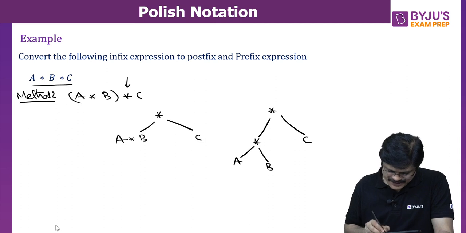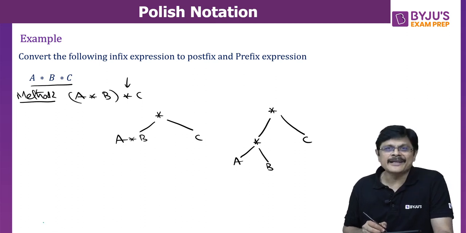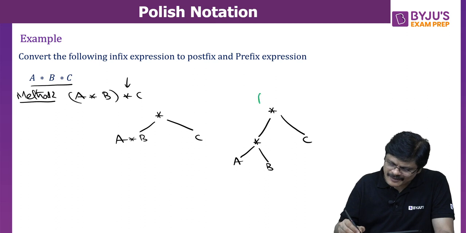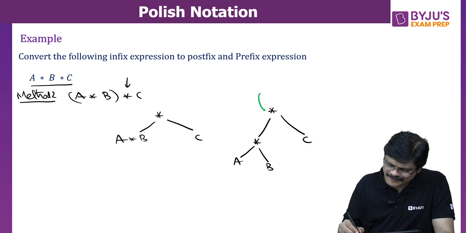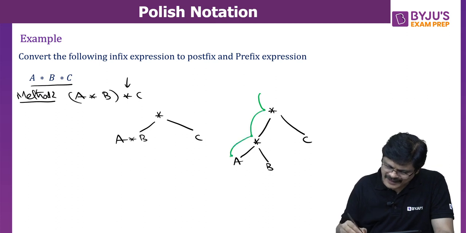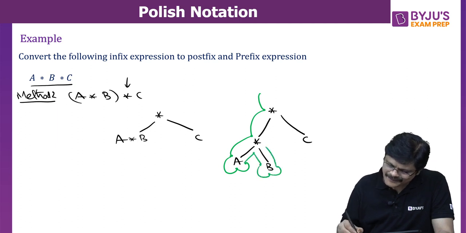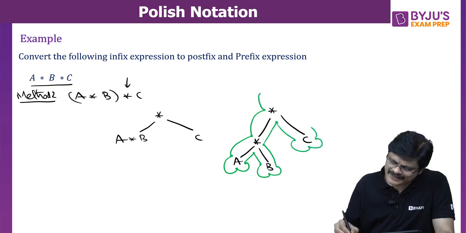Once you write the expression tree, you can write the prefix and postfix notation similar to that of pre-order and post-order traversal in a binary tree. Even this is a binary tree only, my dear friends. Now what happens? You start from here. Every node is visited 3 times. Left, middle, right. Now this is middle. This is left, middle and right.